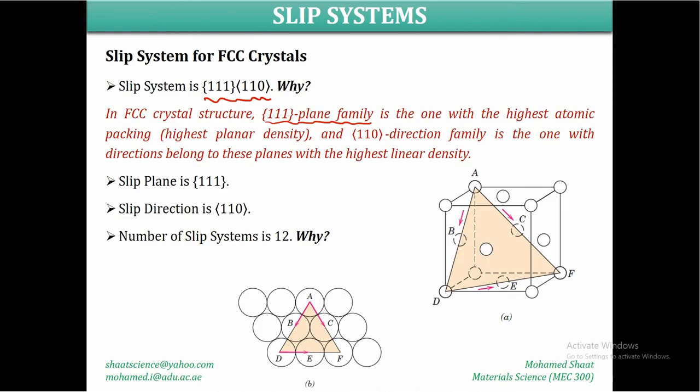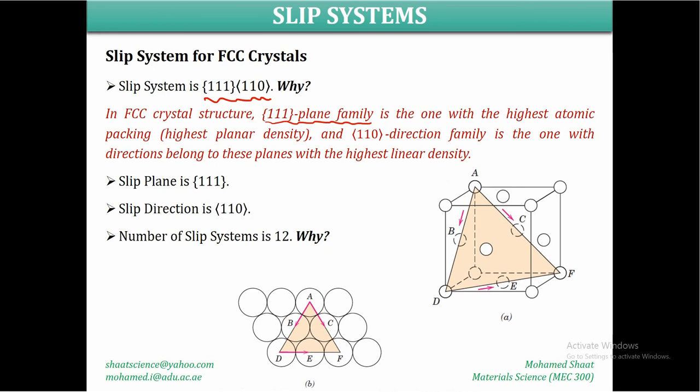So coming back to the slip system, and this is something you should understand: for any material with FCC crystal structure, its slip system is the 111 family of crystallographic planes and the 110 family of crystallographic directions. Make sense? This is what defines the slip system for any material with FCC crystal structure. What does this slip system mean?